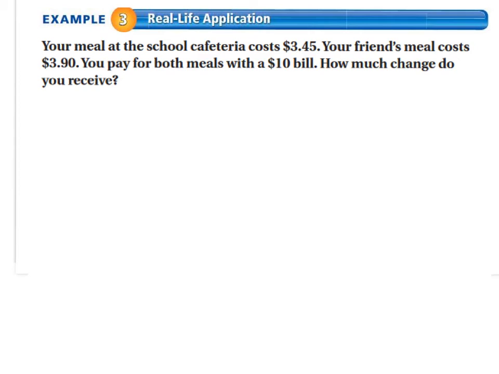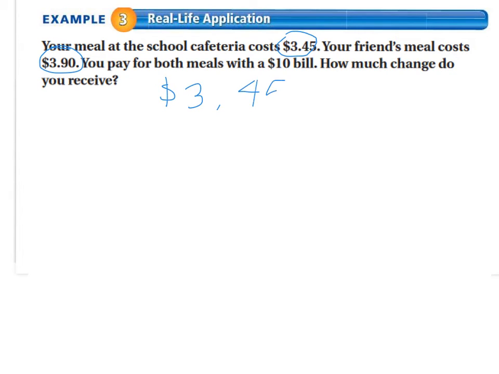Example 3, real-life application. Your meal at the school cafeteria costs $3.45. Your friend's meal costs $3.90. You pay for both meals with a $10 bill. How much change do you receive? How much money back will you get if you pay with $10 and you owed $3.45 plus $3.90? In words, that would mean I first need to add my costs together, $3.45 and $3.90, to find out how much I really owed.